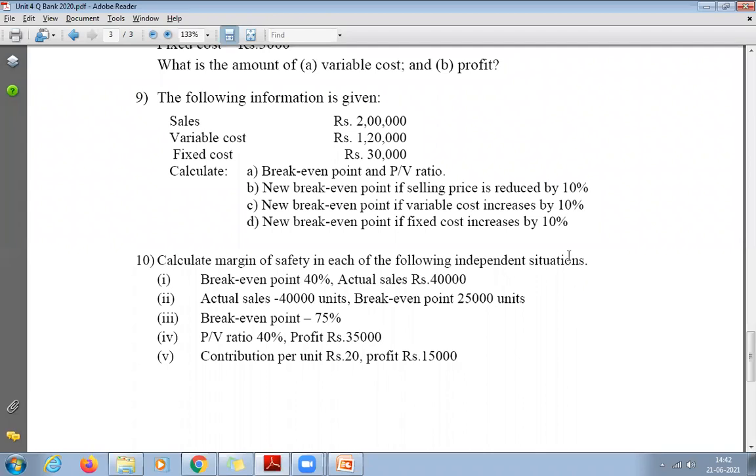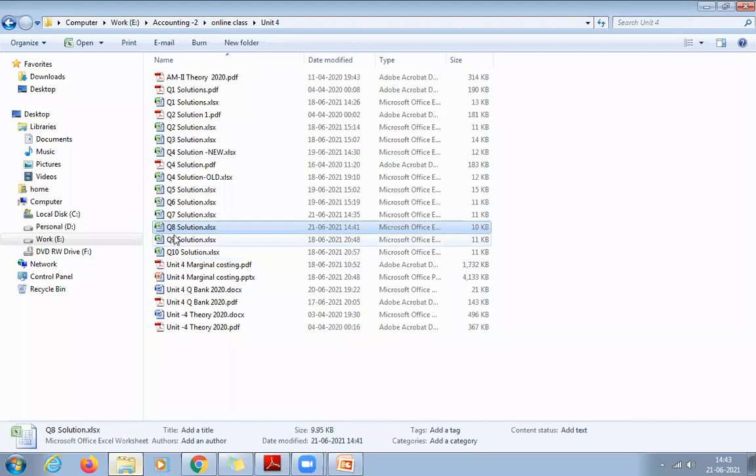Okay, yeah. Thank you very much, Pawan. You took the initiative and read the question. So sales is given, variable cost is given, and fixed cost is given. Remember, total sales, total variable cost, and total fixed cost are given. So first we need to calculate break-even point and PV ratio. Okay, so let us calculate now. Question number 9.